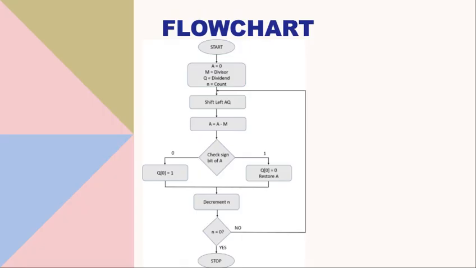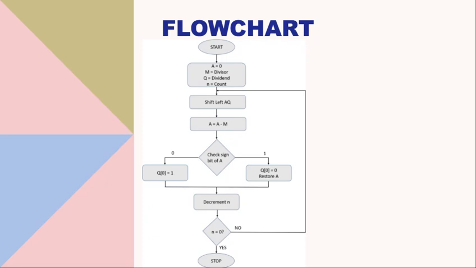From the flowchart, we can take the input as M for divisor and Q for dividend, and for output we can take Q as the quotient and A as the remainder, followed by N, which is equal to the number of bits or the count. To begin with, initially we set the value of A to 0, and this process will be done N times. After that, shift A and Q towards the left by 1 bit, then subtract M from A.